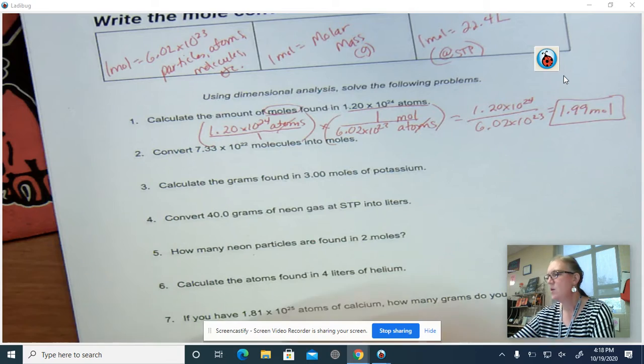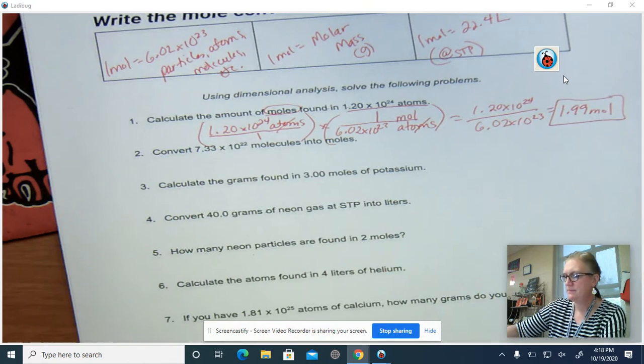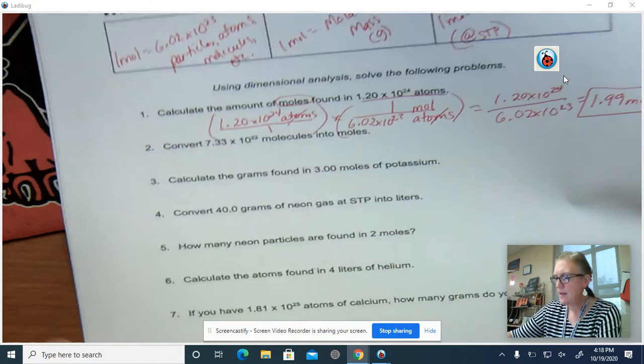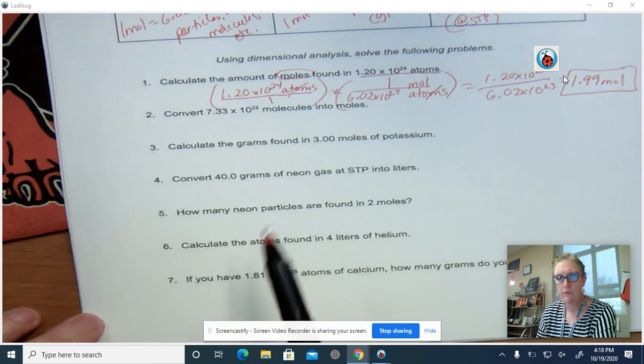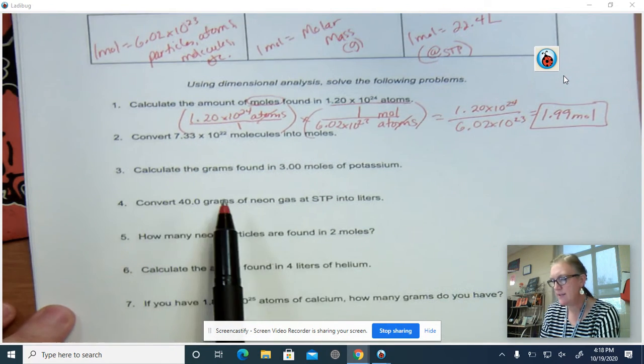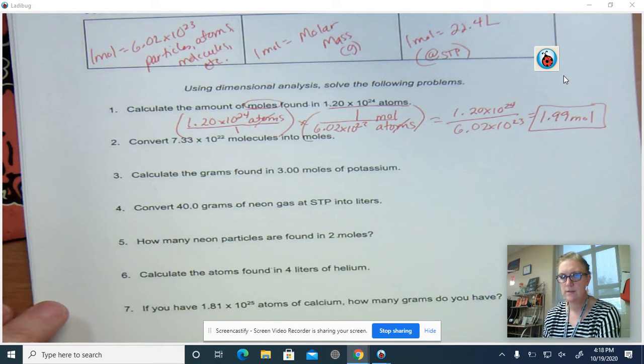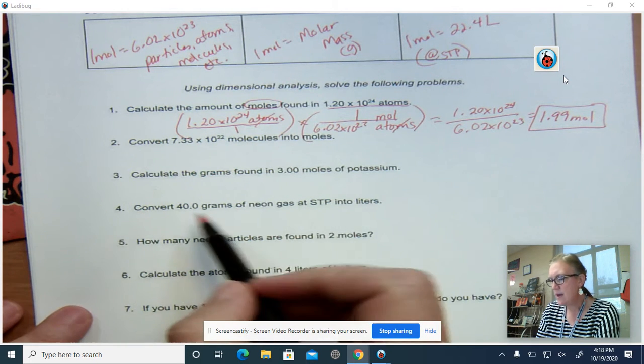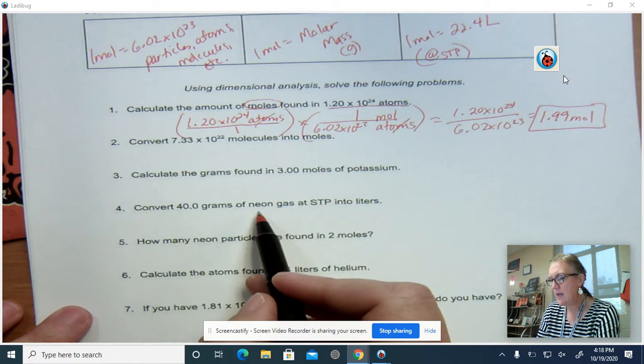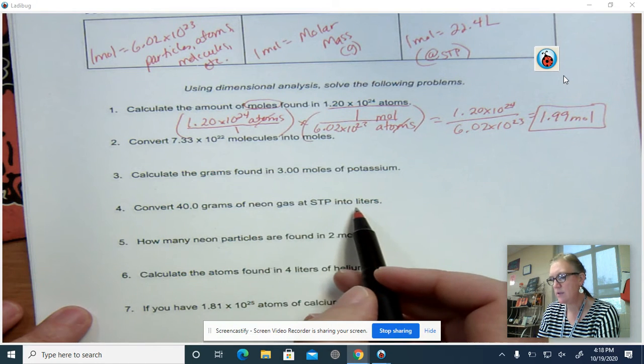Okay, so we're going to work another problem. And let's go ahead and look at number 4, because it's got that little STP thing in there and liters. So we'll work through this one together. We're going to try to convert 40 grams of neon gas at STP into liters.